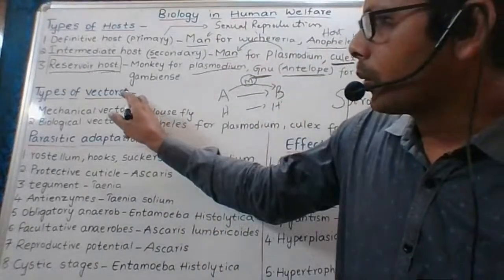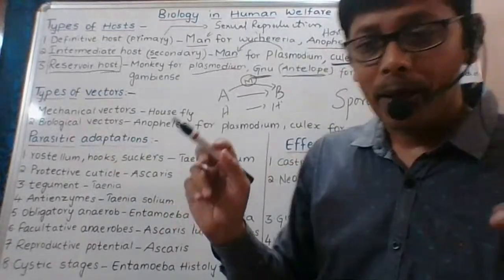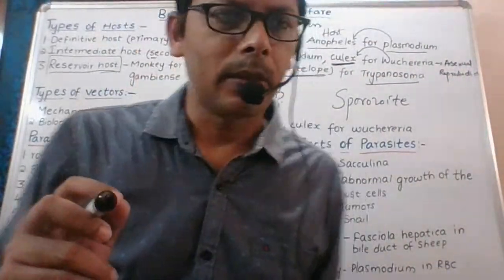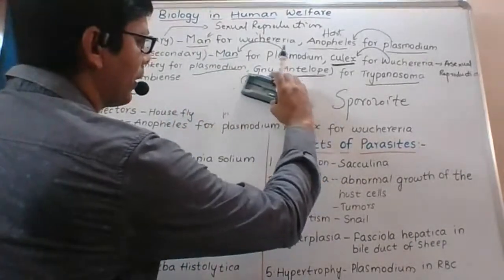What are the two types of vectors? There are two types of vectors. One is called the mechanical vector. The other one is called the biological vector. Mechanical vector and biological vector.